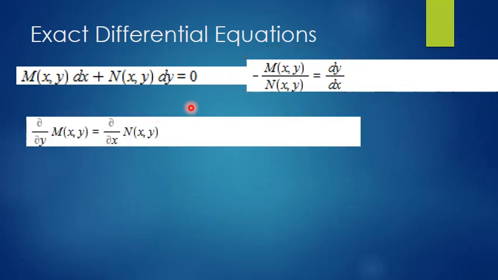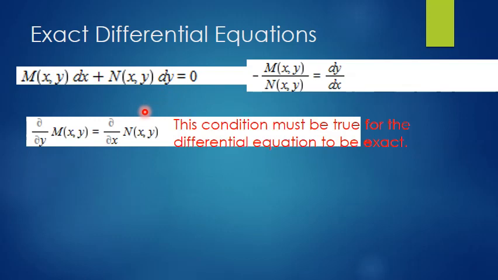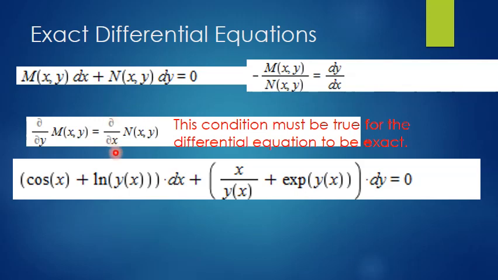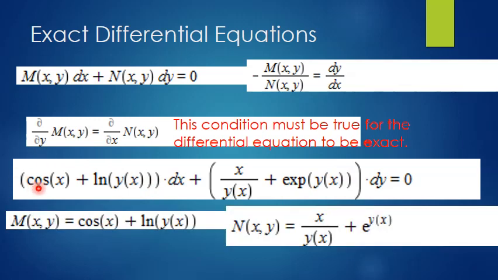Now, to guarantee an exact differential equation, this condition must be true. So you have to know how to take a partial derivative of the function M with respect to y and a partial derivative with respect to x of the function N. If this condition is true, then we can apply the exact solution method. So let's do an example. Here is an exact differential equation. Here is M, because it's by the dx, and here is N because it's by the dy.